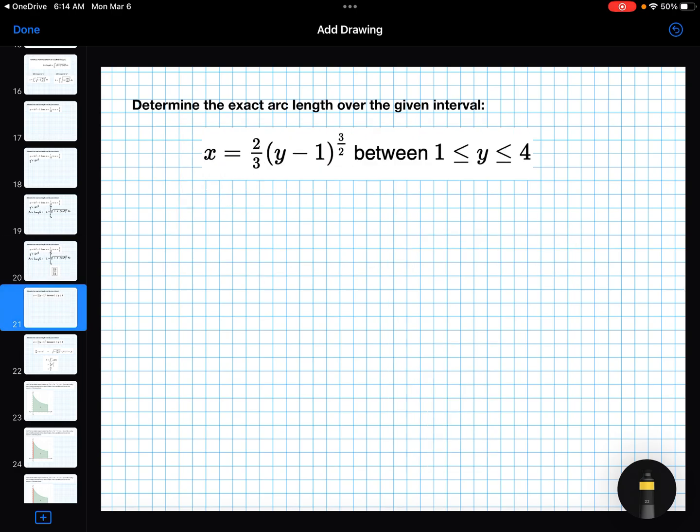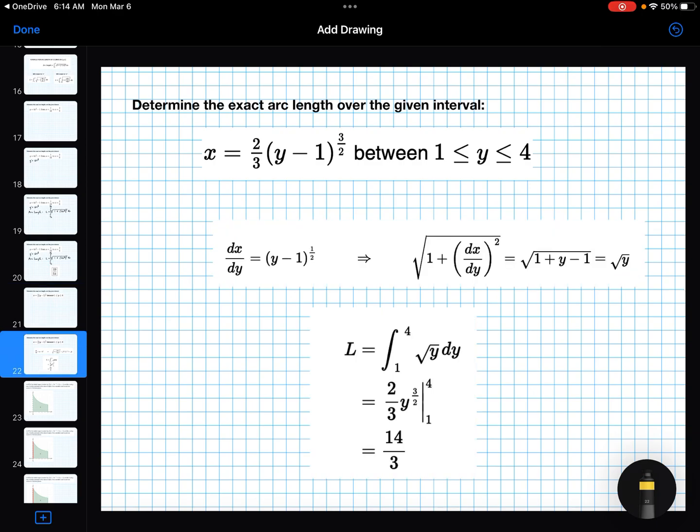All right, with respect to y, now x is equal to some expression of y. Y is being considered the independent variable. So if we were to take the derivative of that 2/3 (y minus 1) to the 3/2 power, using y as the independent variable, the 3/2 times the 2/3 is going to cancel out. We're going to subtract 1 from the exponent. We're going to get (y minus 1) to the 1/2 power times the derivative of y minus 1, which would be just 1. So that's going to be our derivative.